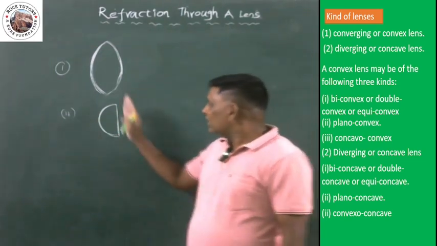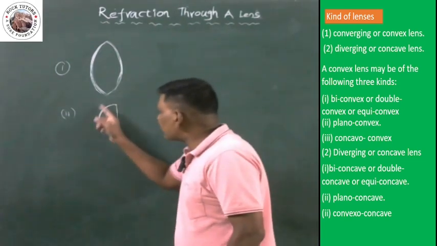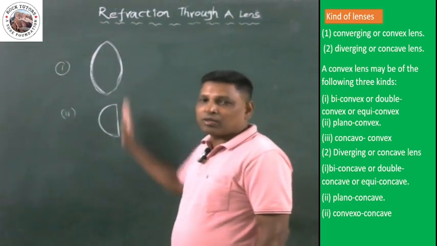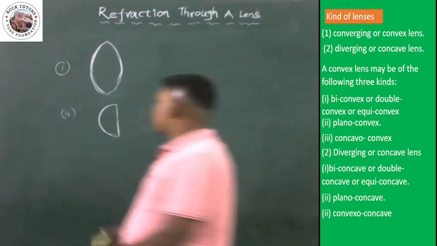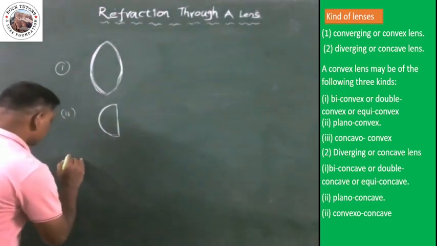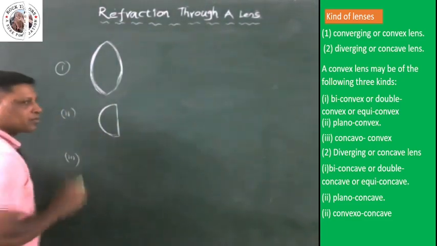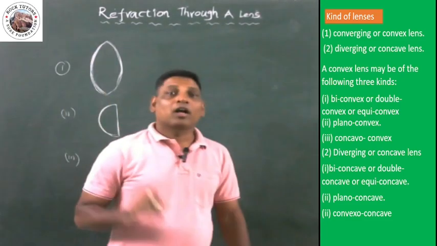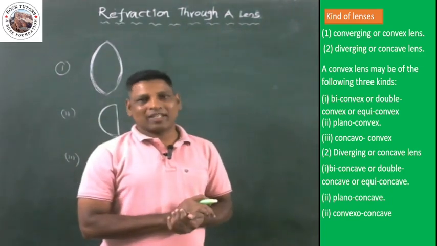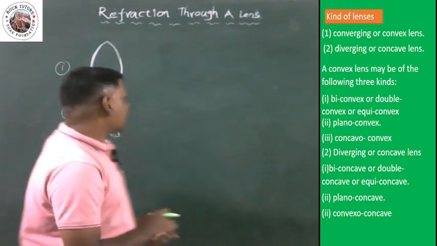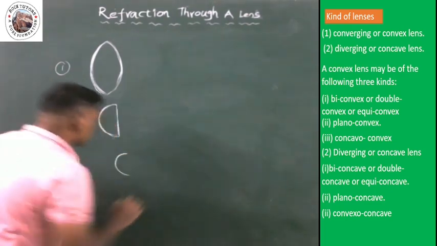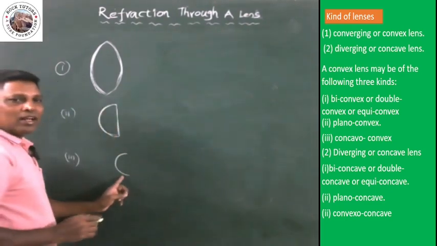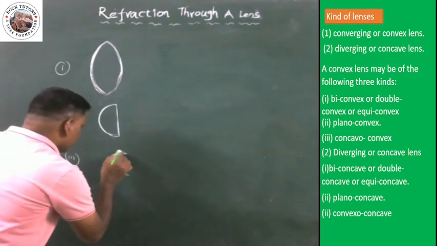Why is it called plano-convex? Because one surface is plane and another surface is a convex surface. So this is called a plano-convex lens. Third type, concavo-convex lens. Concavo means one surface is a concave surface, another is a convex surface.